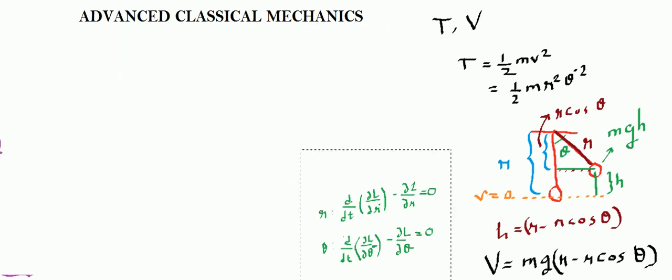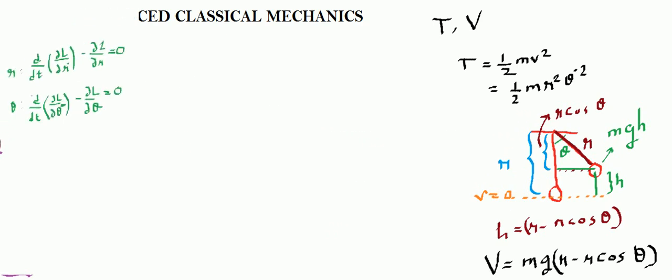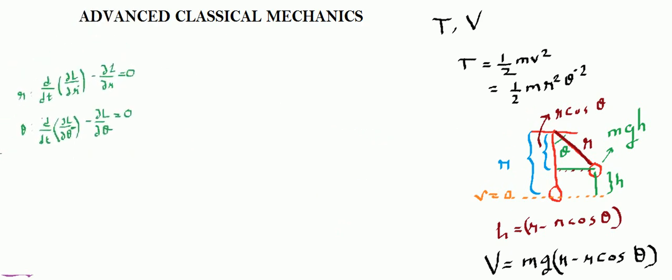So we have two Lagrangian equations of motion, one in r and one in theta. Remember that. Now you know what your Lagrangian is. The kinetic energy is half m r square theta dot square. This is your kinetic energy, and you have to subtract the potential energy. The potential is m g, take the r common, you get r times 1 minus cos theta. This is your potential energy.